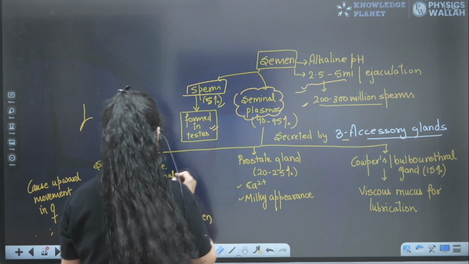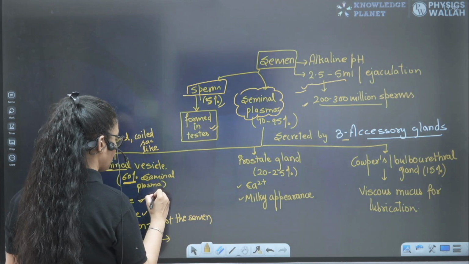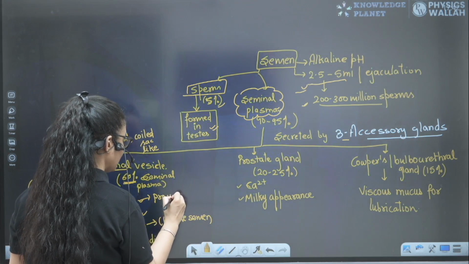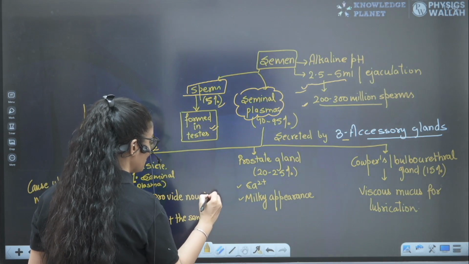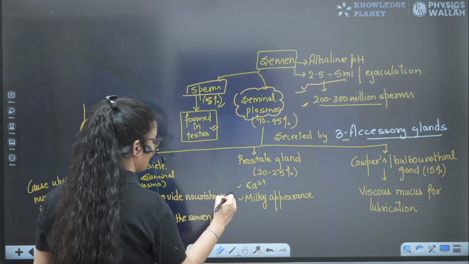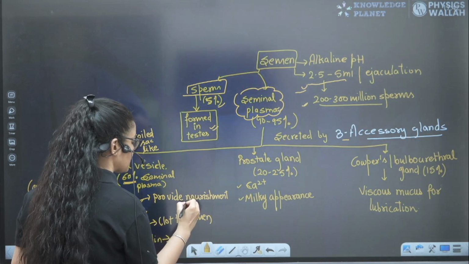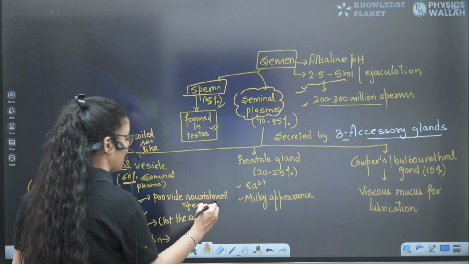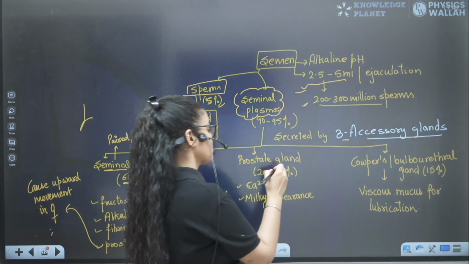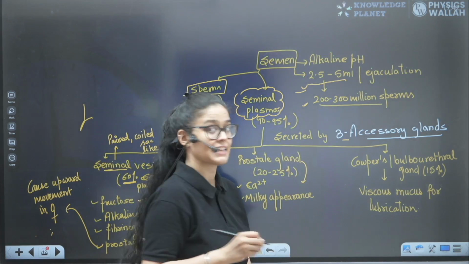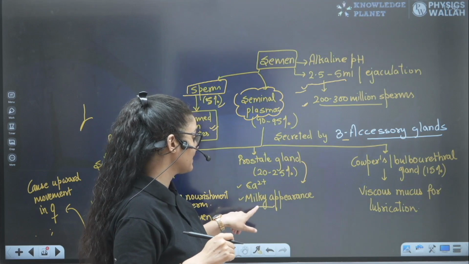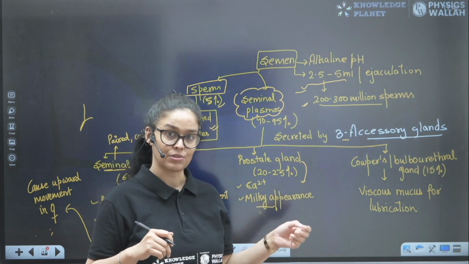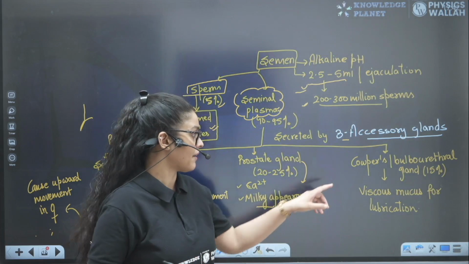Next, what is the purpose of fructose? It will provide nourishment to the sperm, right? It will provide nourishment, food. It will feed the sperm, right? You have to remember it. Calcium, which the prostate secretes, is required for the high motility of the sperm in the female reproductive tract. It gives a milky appearance to the semen, right? So you have to remember it.